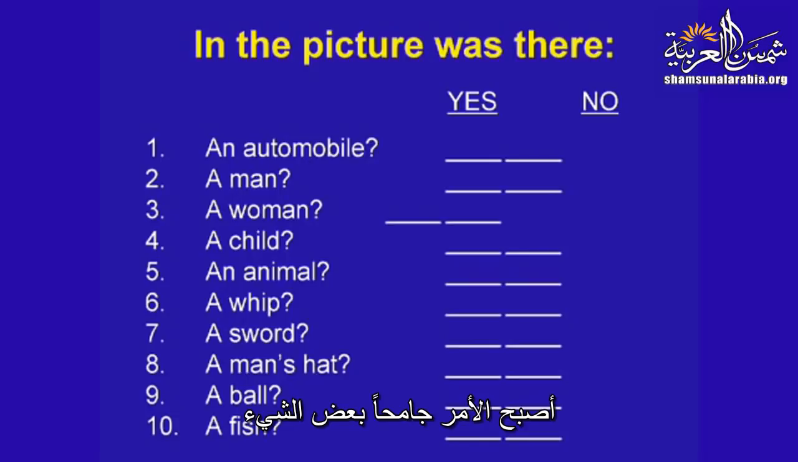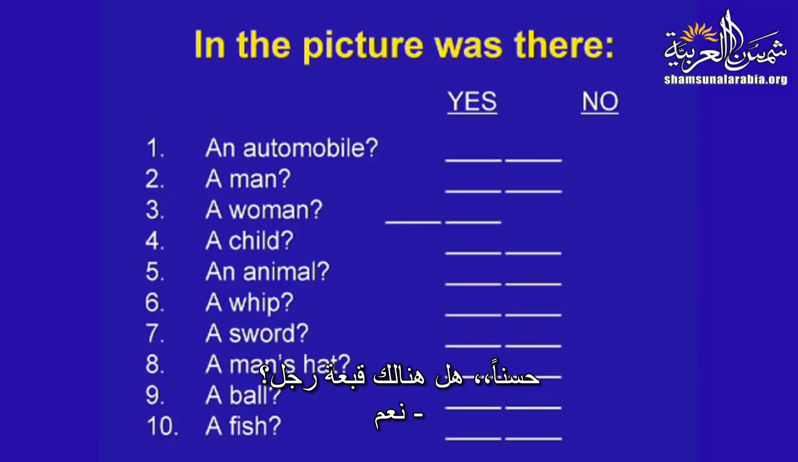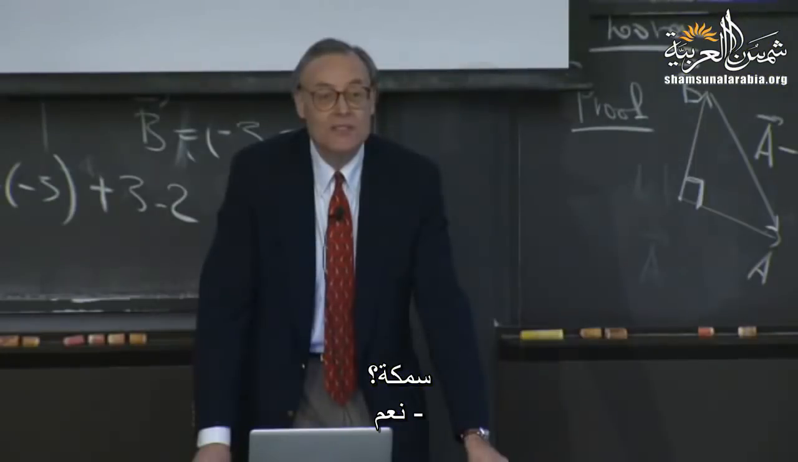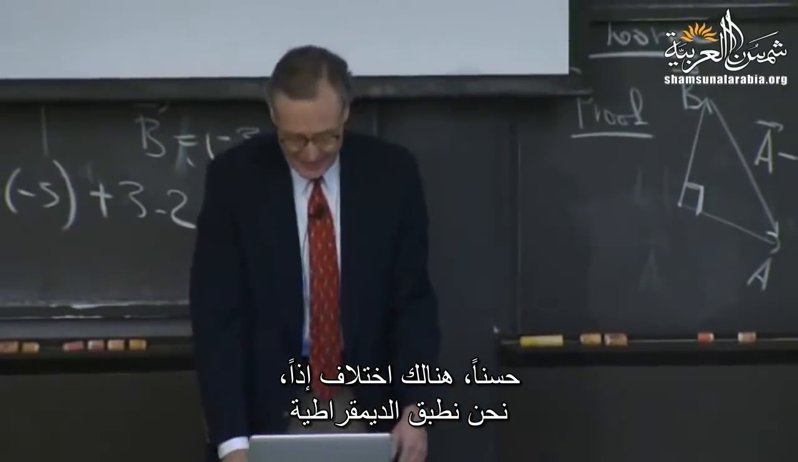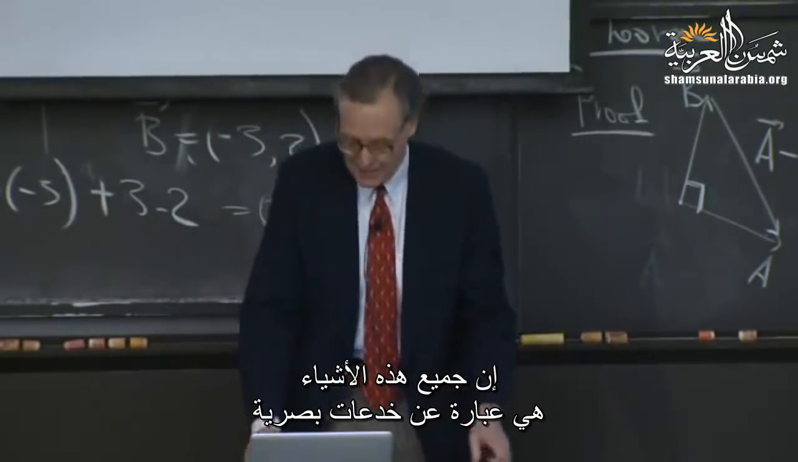And now it gets a little wild, okay? A whip? Okay. A sword? Yes. All right. A man's hat? Yes. A ball? Yes. A fish? Yes. All right. So there's disagreement, and that's, you know, we're a democracy, right? Okay. So, you know, all these things are big setups, right?